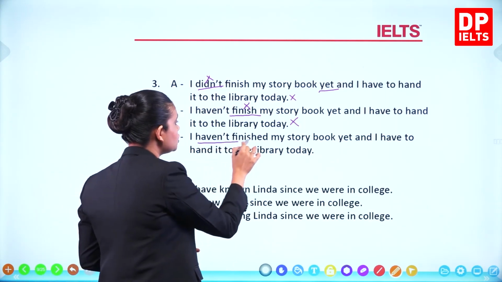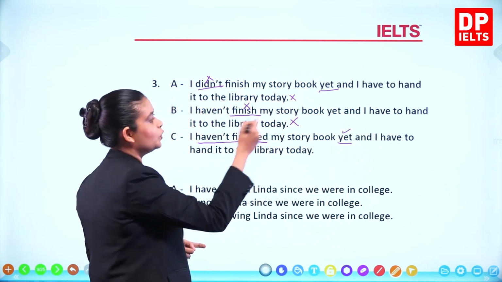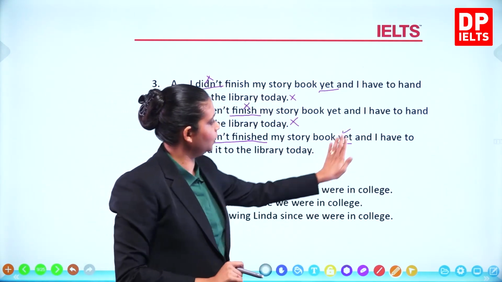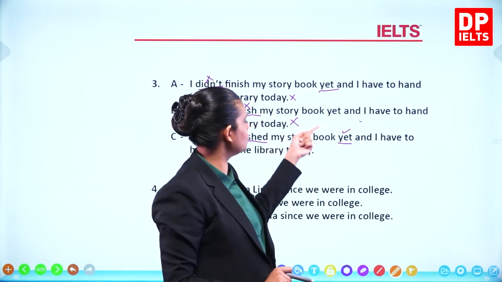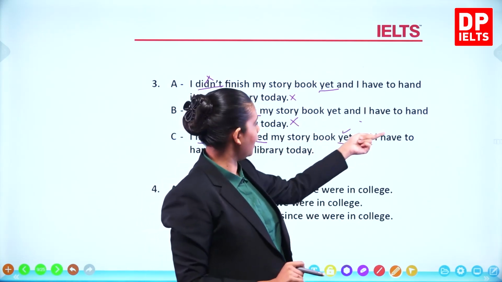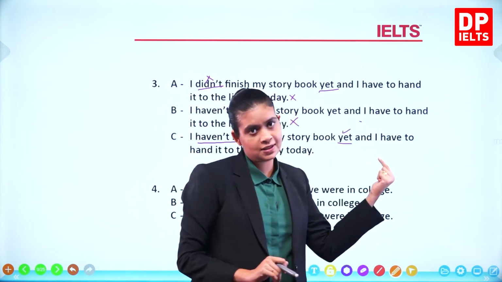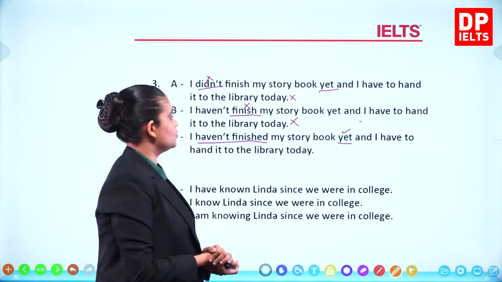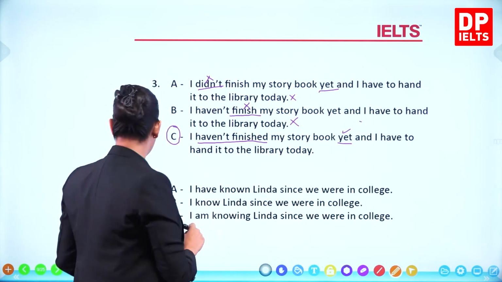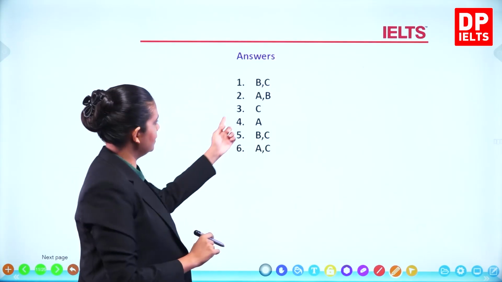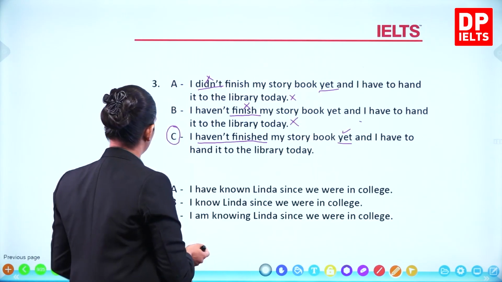"I haven't finished my storybook yet." It is at the end of the sentence before the other sentence begins. Because if you take "and" out, which is a conjunction, it will be "I haven't finished my storybook yet." Full stop. "I have to hand it to the library today." So, "yet" is at the end of the sentence and that is correct. So, the correct answer is only C. Let us have a look if that is the answer. Yes.